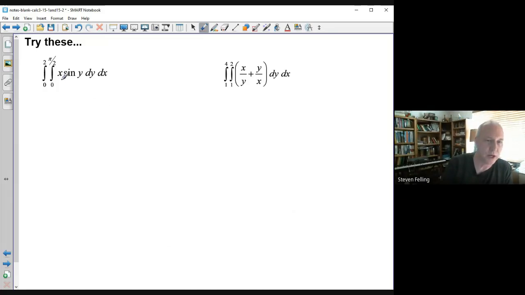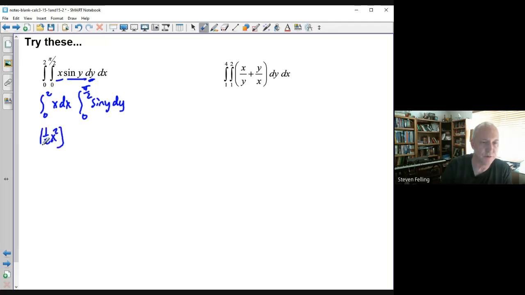Okay, so for this one, I can separate this into x times sine of y. So what I'm going to do is say, okay, the y values here are these inner values, and the x values are the outer values. So let's do the x's. The x's are going to be the integral from 0 to 2 of just the x factor, and then this will be 0 to pi over 2 of the y factor. So the antiderivative of x is 1/2 x squared, evaluated from 0 to 2. The antiderivative of sine is negative cosine, because the derivative of cosine is negative sine.